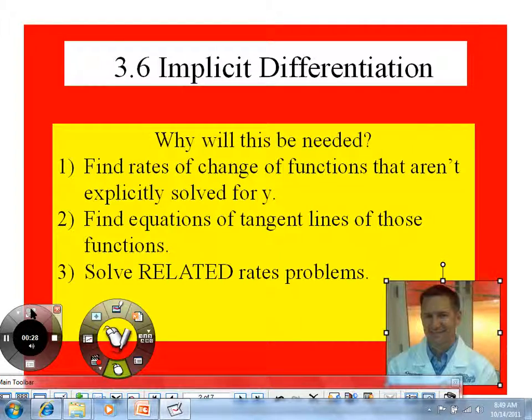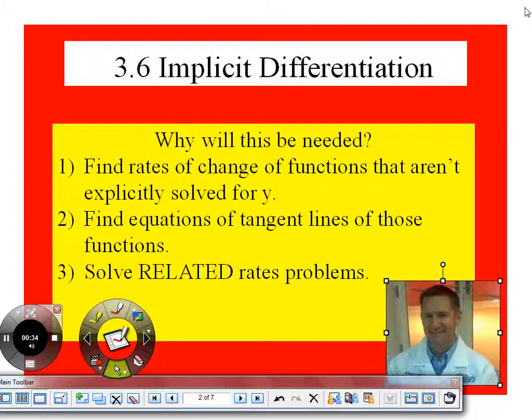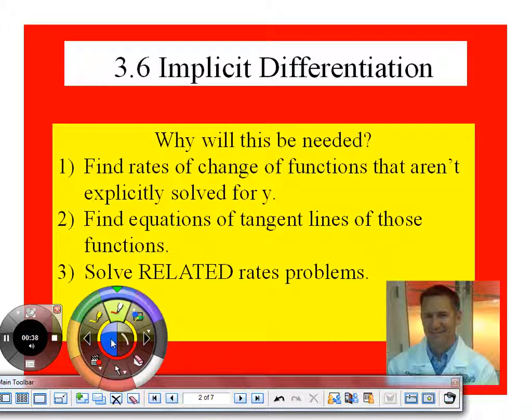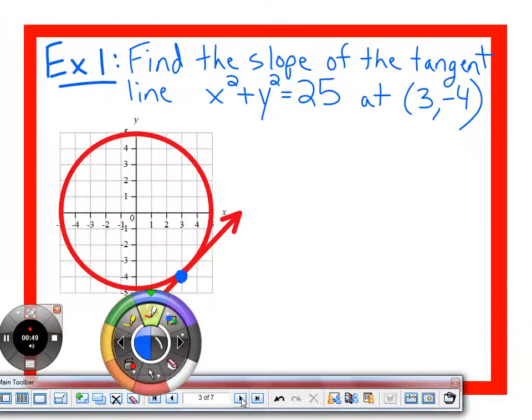And then one really big reason is that we want to be able to solve related rates problems. And that's this here, and that's section 3.10. Okay, so those are a couple of reasons. So let's get right to it.